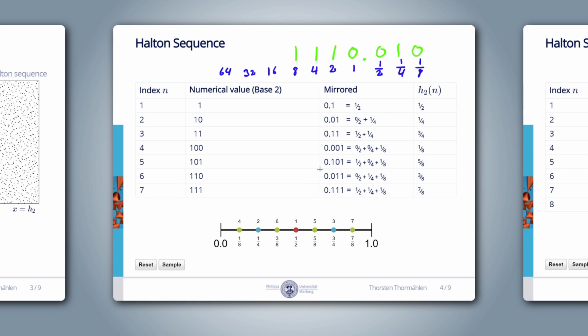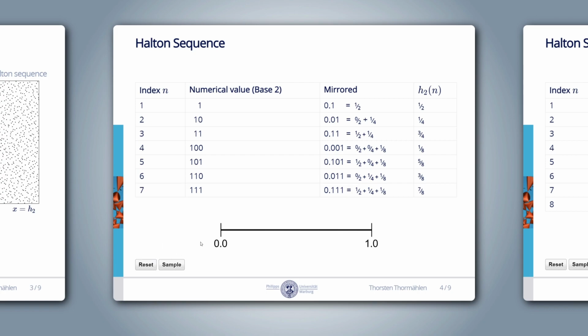Now let's look at this table where we compute h2 of n. Here we have the index n as a decimal number. In the next column we write down the index n in the base 2 system, so as a binary number. For example, index 6 equals 0 times 1 plus 1 times 2 plus 1 times 4. Next we mirror the binary number at the decimal point. So we get 0.011. The value of the mirrored binary number is 0/2 plus 1/4 plus 1/8, which is equal to 3/8.